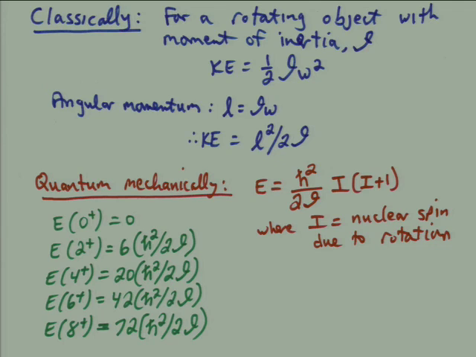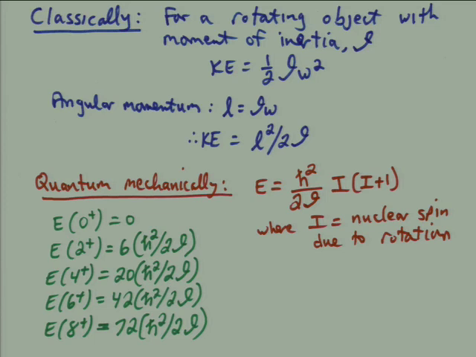And the moment of inertia is the mass of the object. So we can take this equation and rewrite it quantum mechanically, just remembering that the angular momentum is quantized as units of h bar. And there's this funny way of how I calculate squares quantum mechanically. So the energy now is h bar squared over 2I. That looks a lot like that. But then instead of L squared, I write I times I plus 1, where I is meant to represent the nuclear spin that's due to rotation.